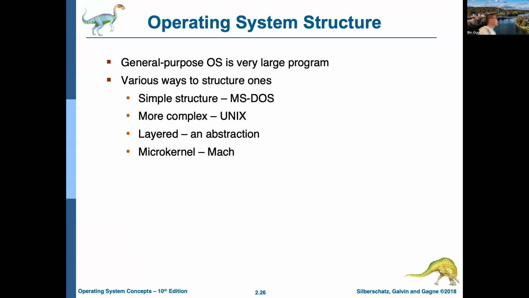And there are various ways to structure the system. The simple structures, like MS-DOS. MS-DOS has already disappeared. It is a simple structure, more complex than Unix. And layer by layer is abstractions. Abstractions is this modern server system, like iOS.